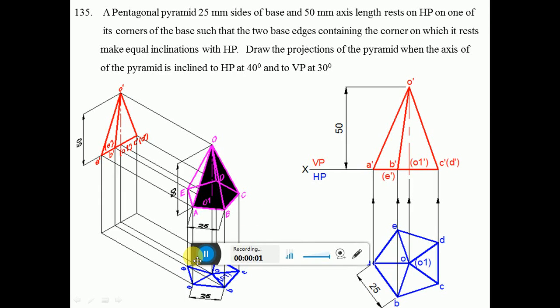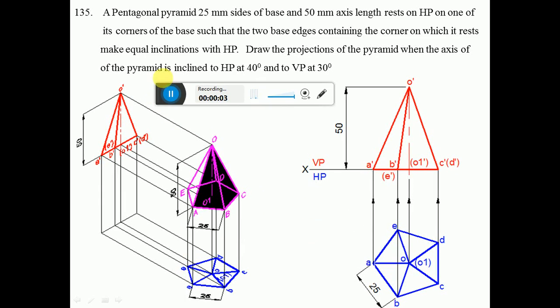So a pentagonal pyramid of 25 mm sides of base and 50 mm axis length rests on HP on one of its corners of the base such that the two base edges containing the corner on which it rests make equal inclinations with HP. Draw the projections of the pyramid when the axis of the pyramid is inclined to HP at 40 degrees and to VP at 30 degrees.